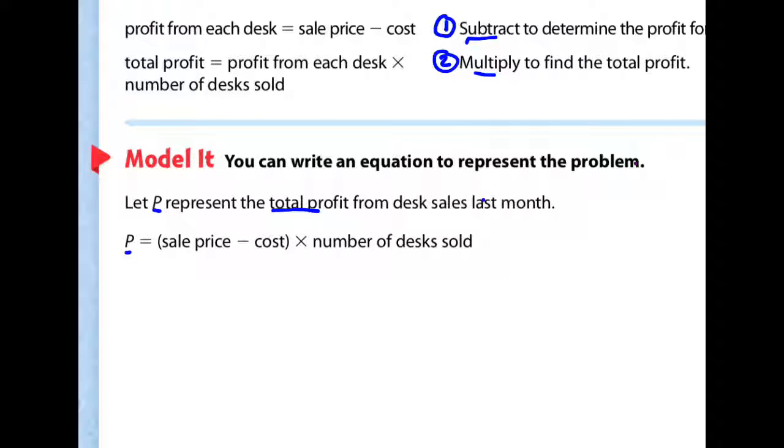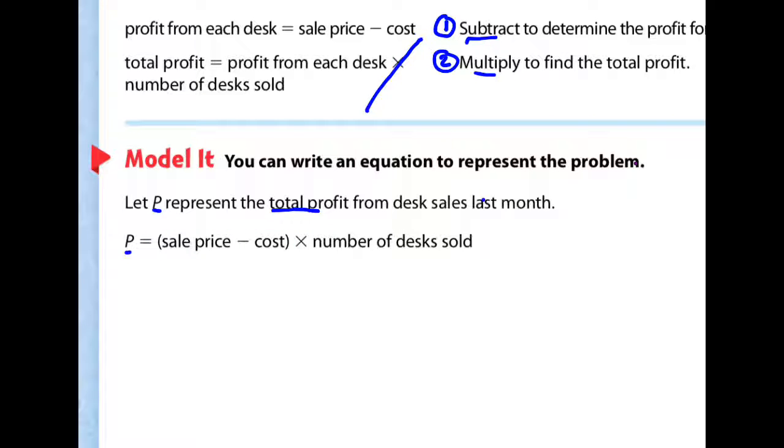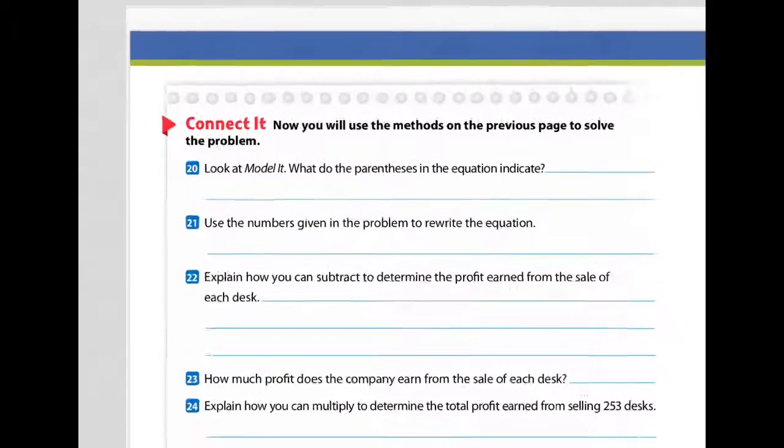So, think of step 1 right here. Subtract to determine the profit. That's this, sales price minus the cost. Step 2, multiply to find the total profit. Well, that's here. You then multiply that by the number of desks sold. All right, so now we are going to go, let me erase some of this ink here, onto the next page, and we're going to go through some problems here. So we're going to do a lot of these together during the connect it.